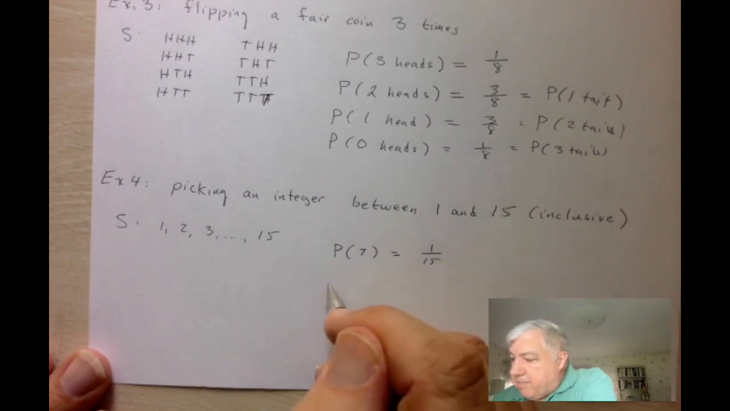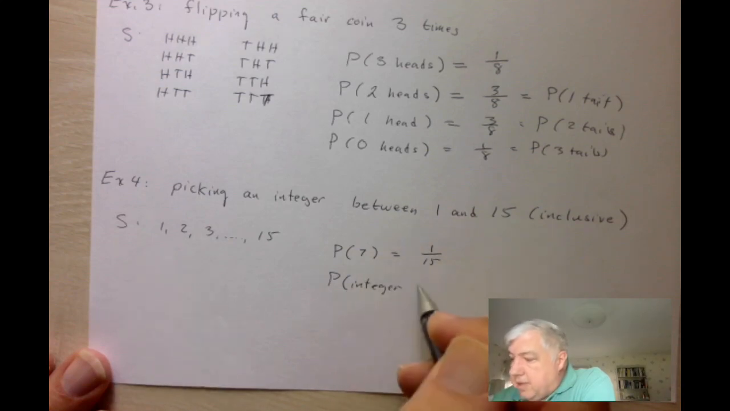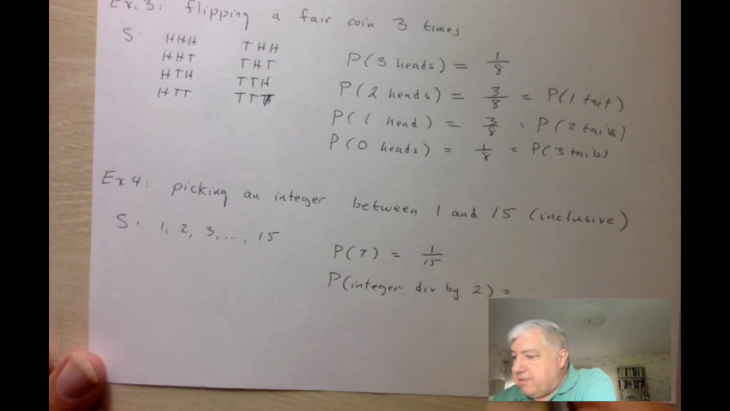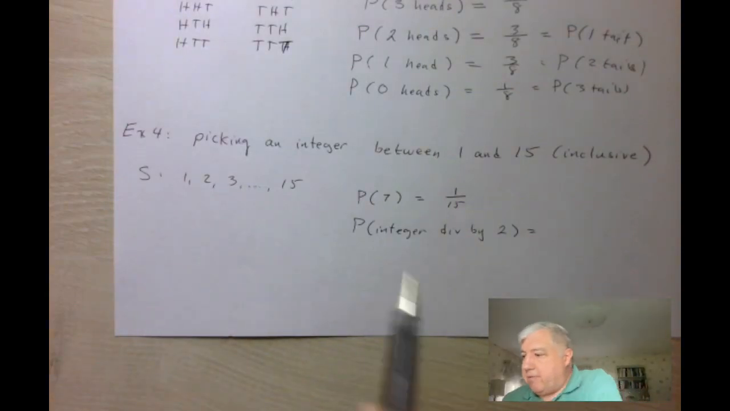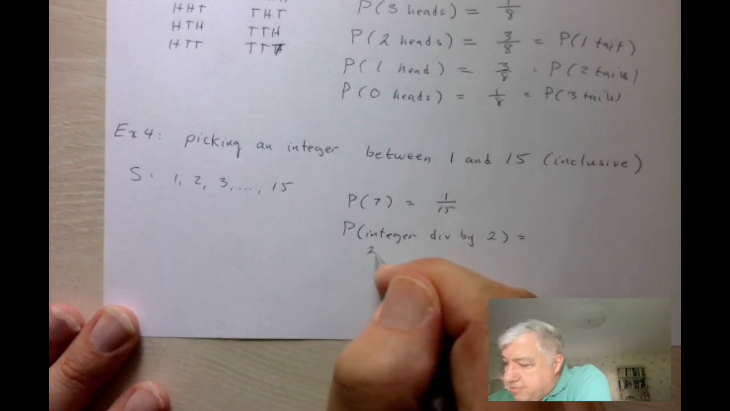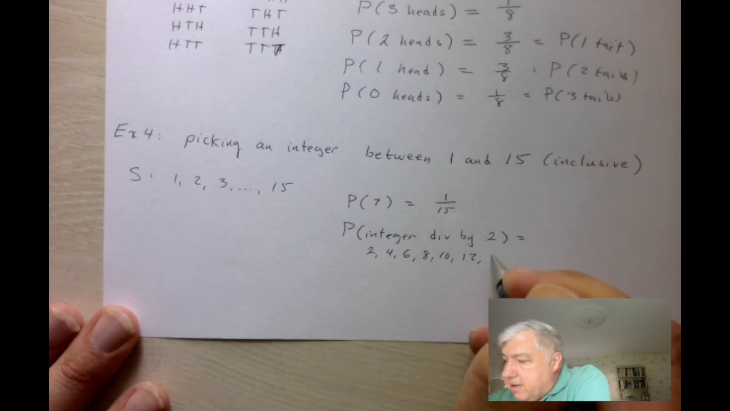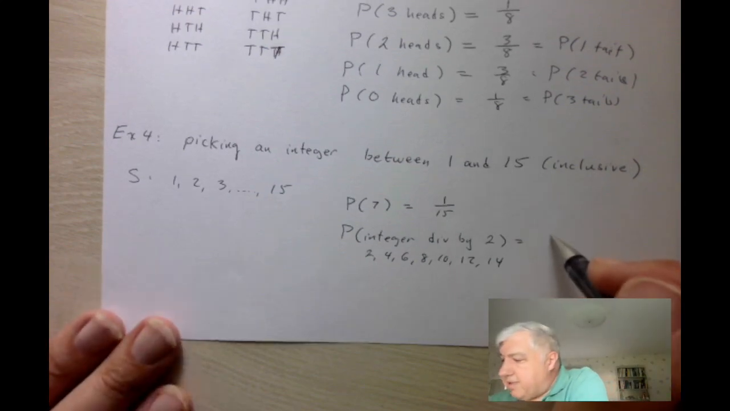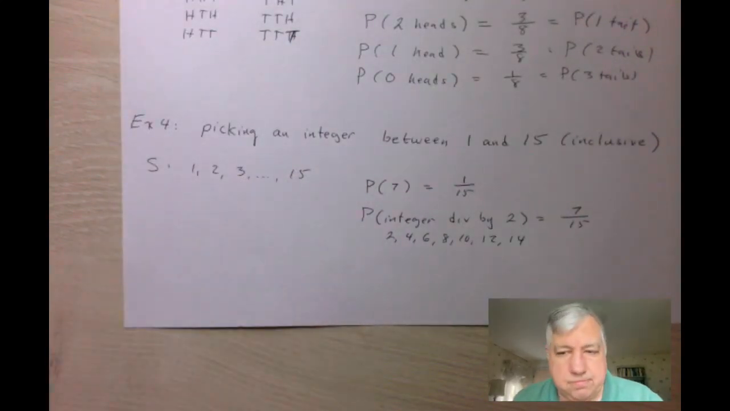If we wanted to talk about the probability that our integer is, let's say, divisible by 2, in other words, it's even. What would this be? Well, what are all the even numbers in here? We have 2, 4, 6, 8, 10, 12, and 14, right? So we have 1, 2, 3, 4, 5, 6, 7. So the probability that it's divisible by 2 would be 7 out of 15. By the way, by integer we mean a whole number, not a fraction.